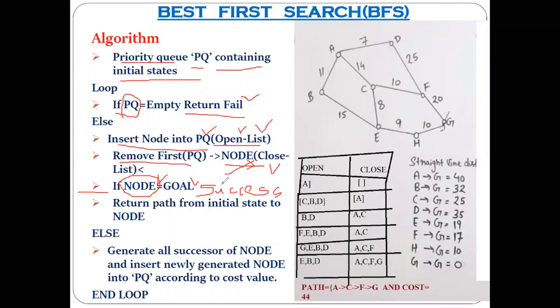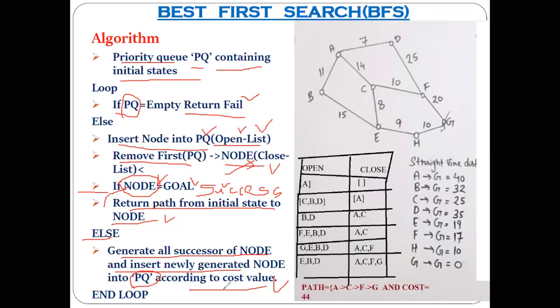Now, as it indicates you have reached the goal node, you have to return the path from the initial state to that goal node. That is nothing but your traversing path. But if the node that you have entered in the closed list is not the goal node, then the else part applies. What does the else part say? Generate all the successors of the node, and insert the newly generated nodes into the priority queue, according to what? According to the cost value.